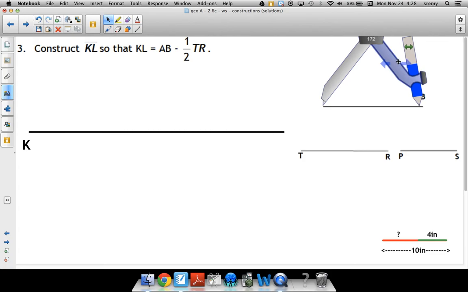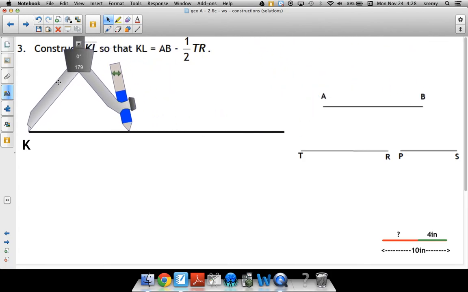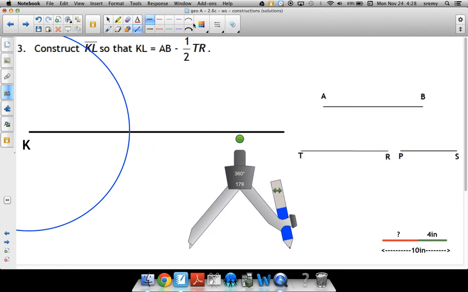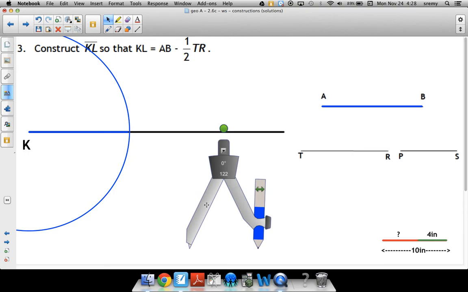All right, open up your compass to AB. It's approximately that long. You want to mark that distance off on your segment. Okay, so that segment now, I'll make it blue, that is the same length as AB. Now you want to subtract half of TR. So you're going to have to find half the measure of TR. Think about how you're going to find that.